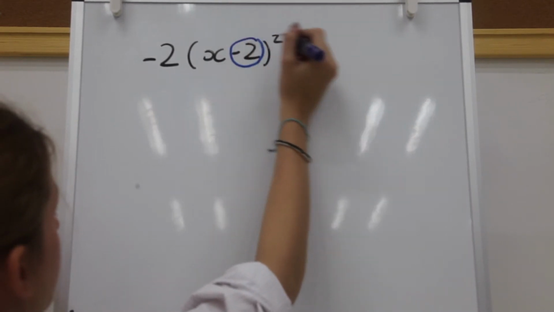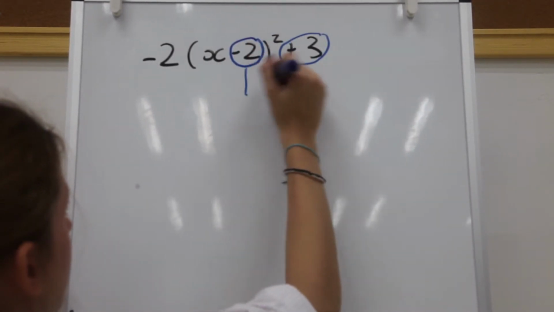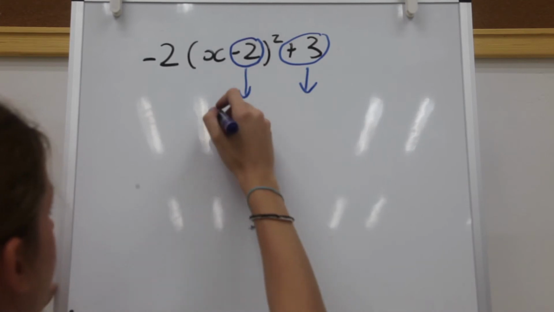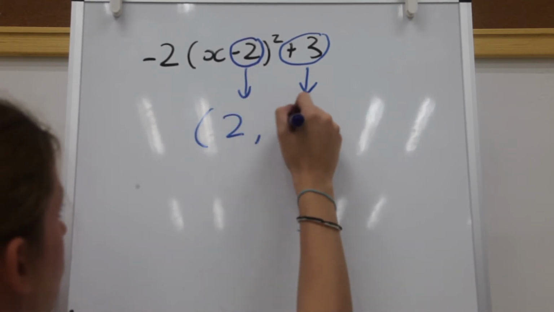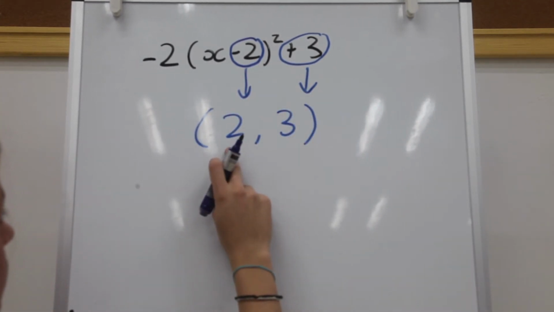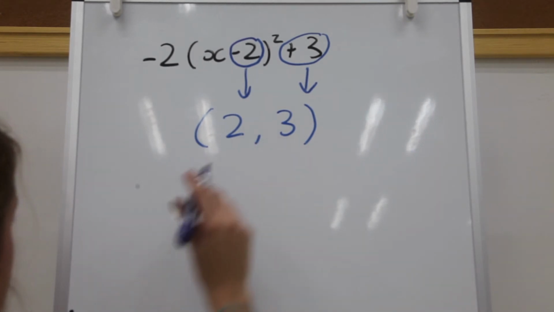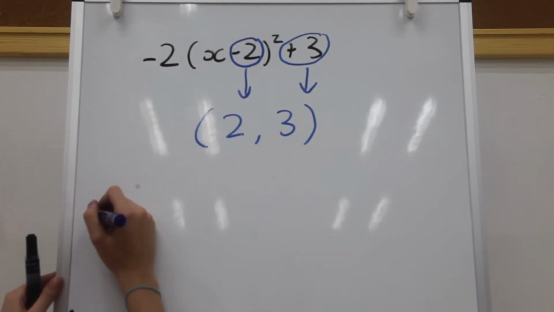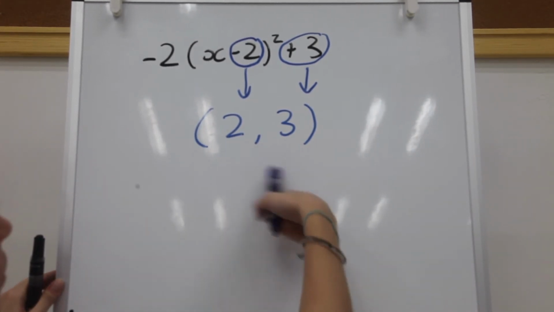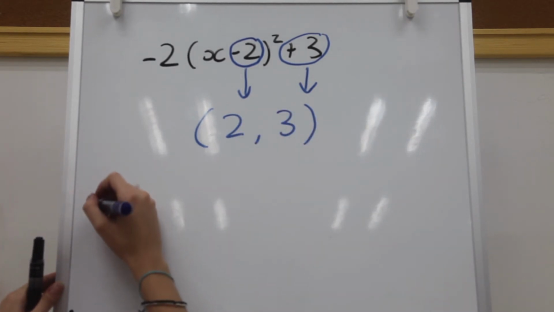Now we take -2 and 3, which represents the vertex of this equation. P is x and Q is y, which is 3. In this situation, y is how high the bag will go, so that's what I'm going to use.